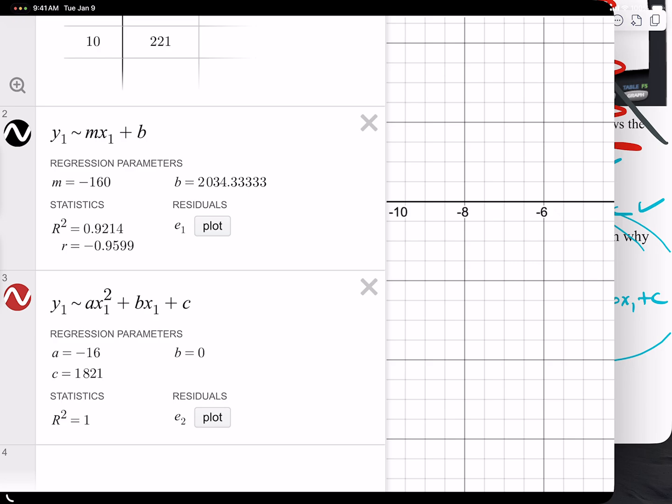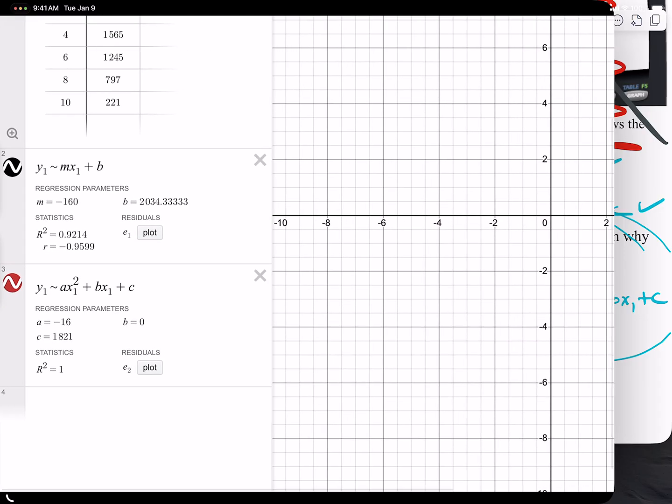The r squared that's closest to 1, that's the one that you want to go with. On this problem, it's not linear. Your r squared is 0.9214, but for the quadratic, it's 100%. It's a 1. We want to use line 3, not line 2. So you can either exit out or just turn it off. We're not going to use line 2. I turned it off. I'm using the second one.